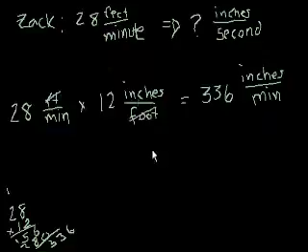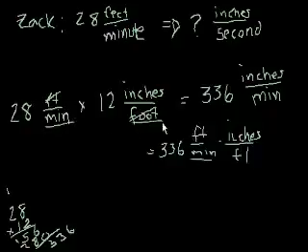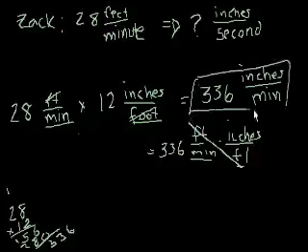I could have also written this as 336 feet per minute times inches, that's inches per foot. And because the feet per minute came from here, and the inches per foot came from here, I would have canceled this out, and I would have gotten inches per minute. So anyway, I don't want to confuse you too much with all of that unit cancellation stuff. The bottom line is you just have to remember, if I'm going 28 feet per minute, I'm going to go 12 times that many inches per minute, right? Because there are 12 inches per foot. So I'm going 336 inches per minute.